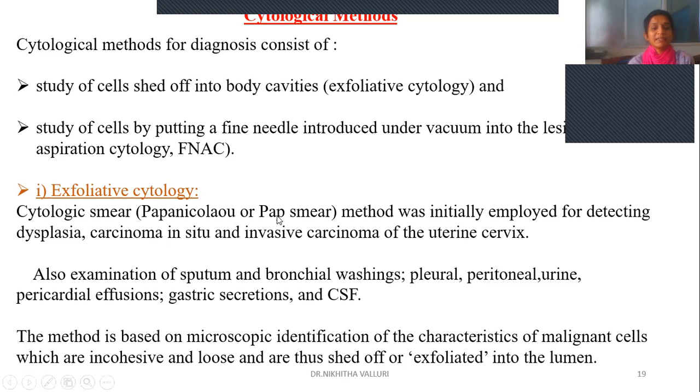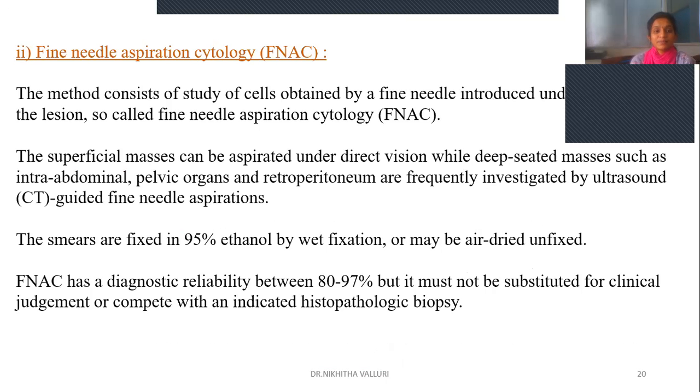Exfoliative cytology can be done for pap smear. For cervical cancer, we take a pap smear, and whatever tissues have moved into the body cavities will be collected. It is generally used to identify uterine and cervical cancers. It can also be used for sputum and bronchial washings, pleural and peritoneal lining, urine, pericardial effusions, gastric secretions, and cerebrospinal fluid. All these are body fluids found in different body cavities. From these we collect a piece and go for this test, which we call exfoliative cytology.